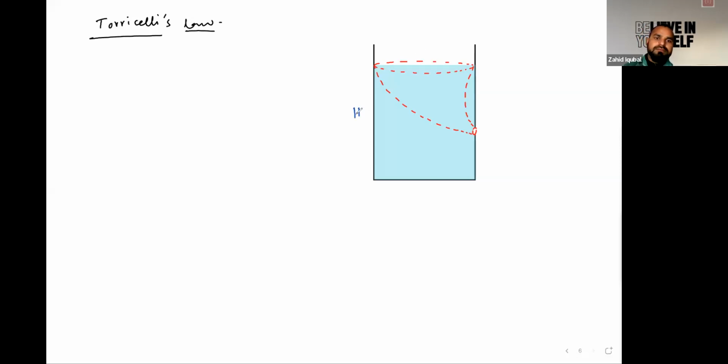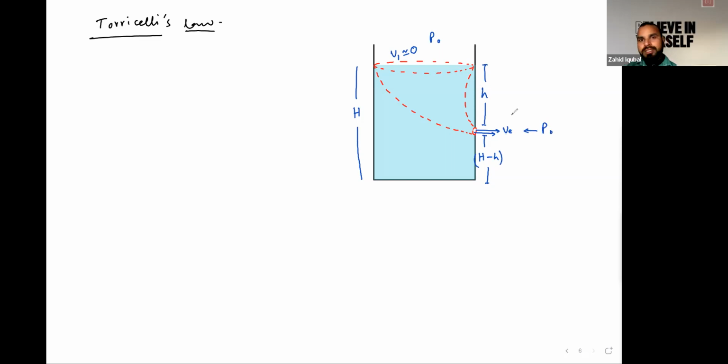This is height of level of liquid in tank. This is a height up at which a hole is cut out. And this is position of hole from bottom part. Let's say pressure at this point is P naught, that is atmospheric pressure, and velocity at this end is approx 0. Velocity of ejecting liquid at this end is VE, and pressure at this end is also P naught.